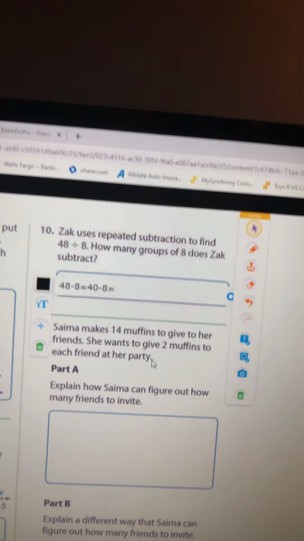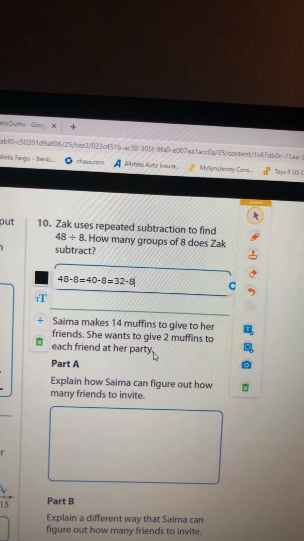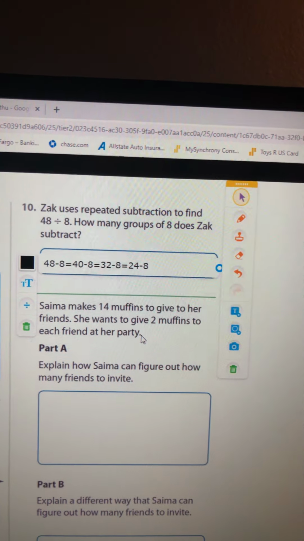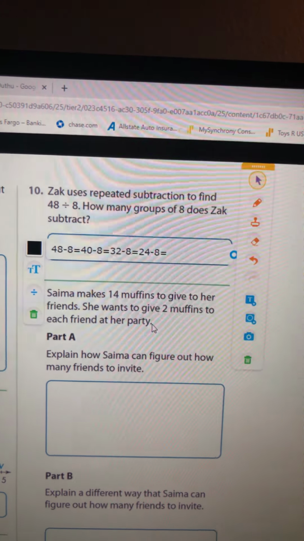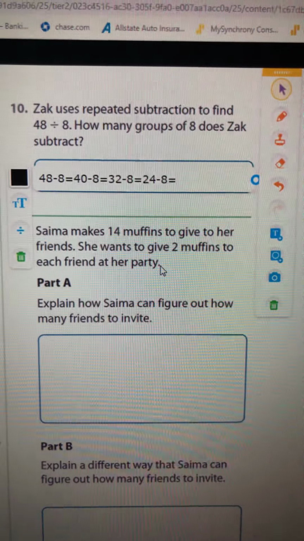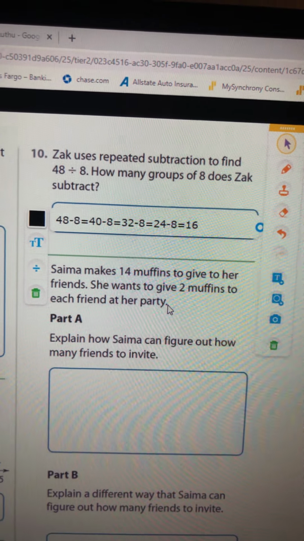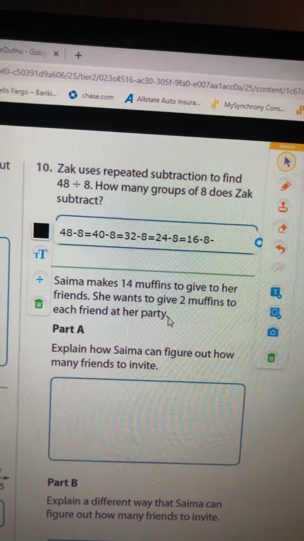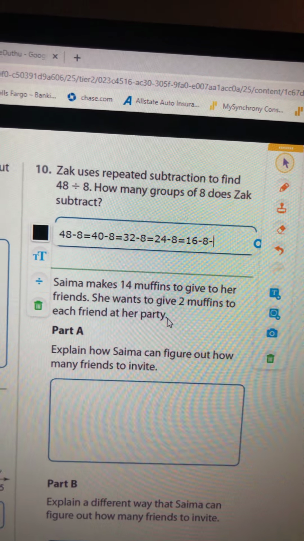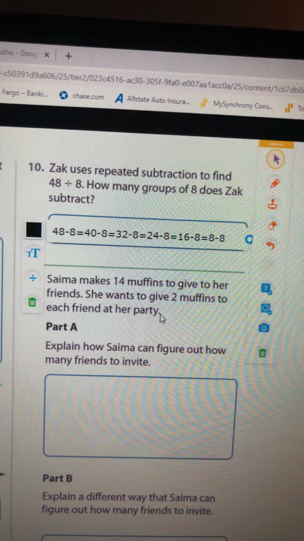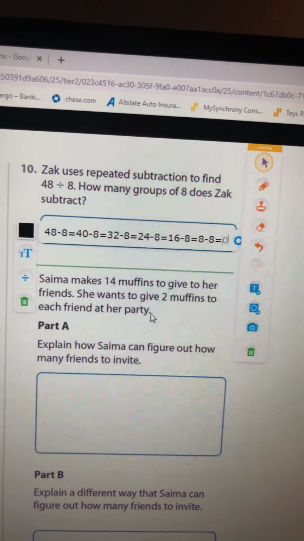All right. This is 32 minus 8 equals 24 minus 8 equals, and I know I'm doing this kind of fast, but you'll have scratch paper, okay? 24 minus 8 is 16. Minus 8. Oh, we're getting towards the end. Okay? That equals 8 minus 8 equals 0.